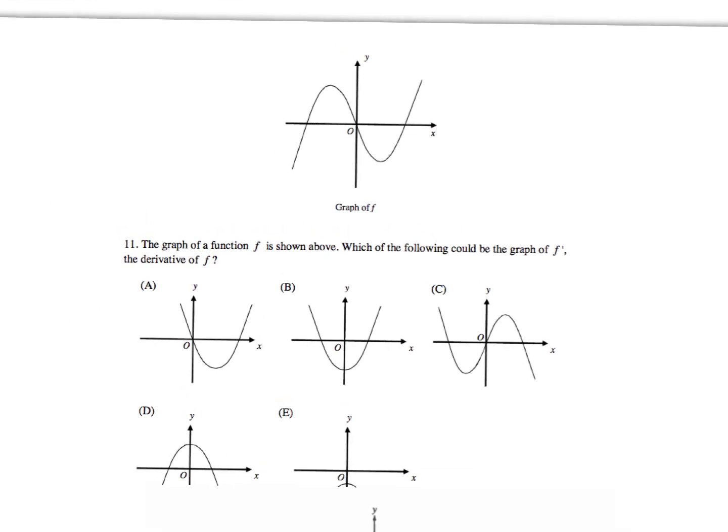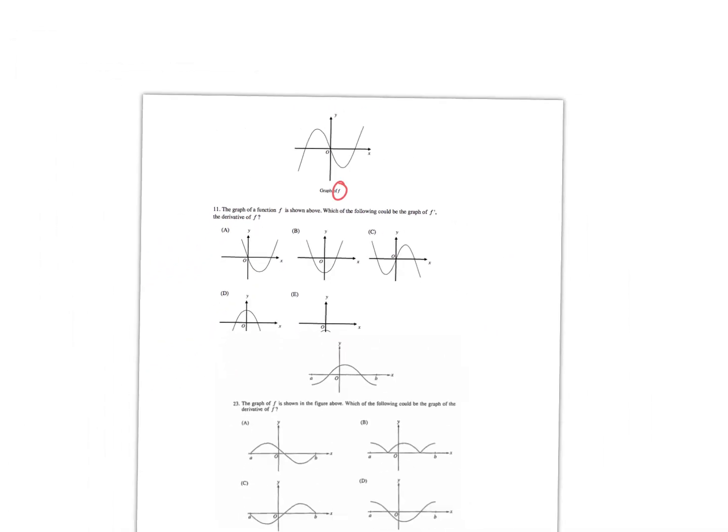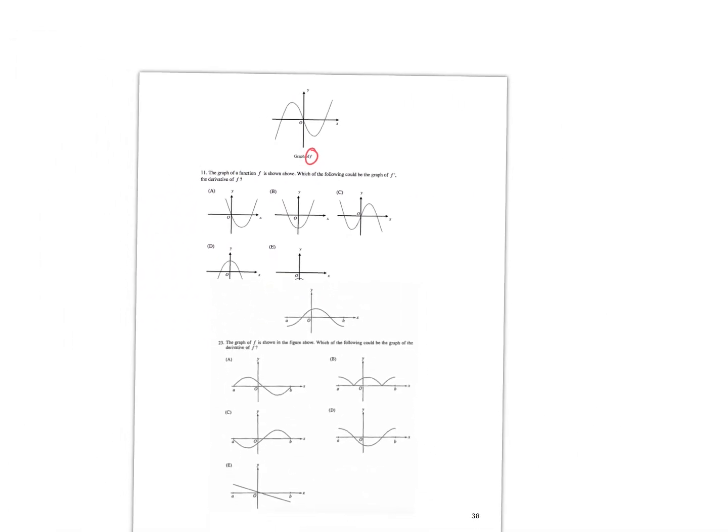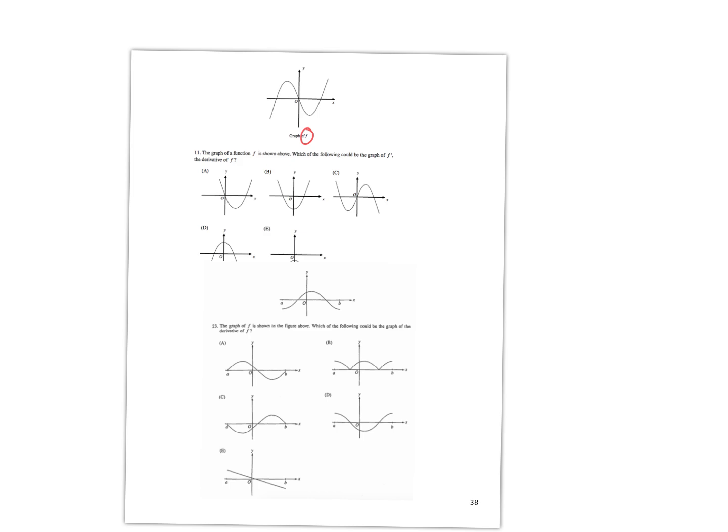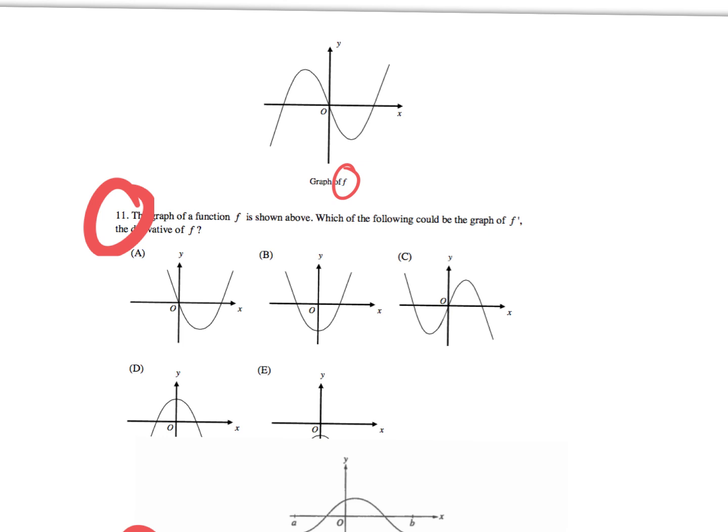The graph of F. Again, they gave us an F graph. Which could be the graph of F prime? You guys, you know what? Actually, I'm going to give you 90 seconds. I want you to try 11 and 23 on your own. Let's talk about why it's B. You guys got that quickly. What's F prime here? Positive. So the graph of F prime has to be above the x-axis. Do you agree A, B, C all start above the x-axis?